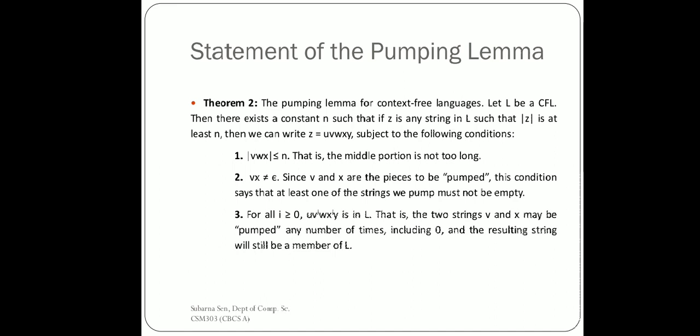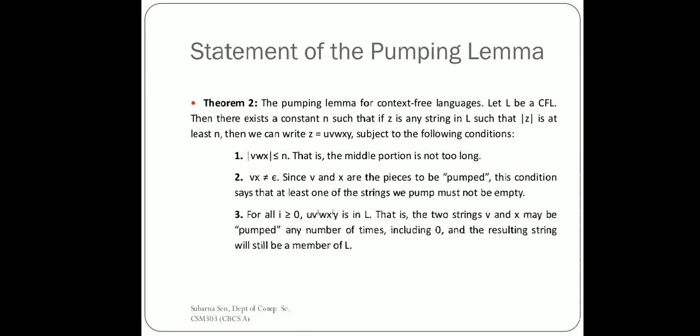Suppose L is a CFL, and we consider a constant n such that if z is any string in L, then the length of z is at least n. As we saw in the previous slide, we will divide the total string into 5 parts. So what are the 5 parts we are considering here? u, v, w, x and y.